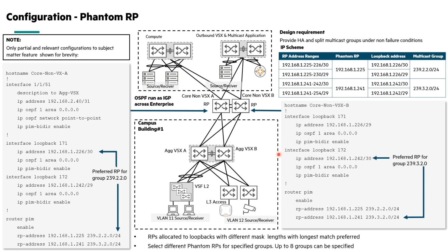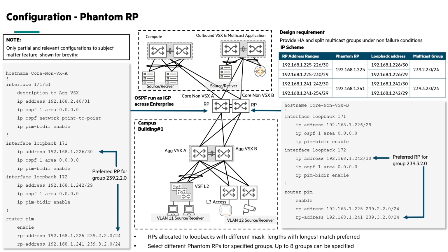239.3.2.0, we have a /30 here for the loopback, and on the opposing switch we have a /29. Then we look at the RPs that we're pointing to: .225 for 239.2.2.0, the first multicast group, and .241 for 239.3.2.0, the second multicast group. We can see .241 belongs to .242 here, and being the longest match, it would be the preferred multicast RP, and under failure we would use the /29. This gives you a really good overview of the configurations on the actual RPs.